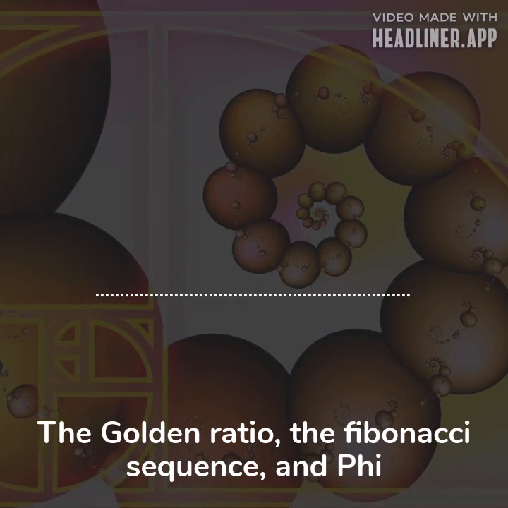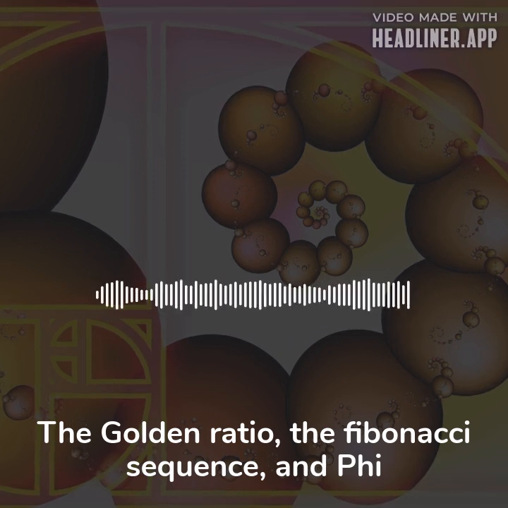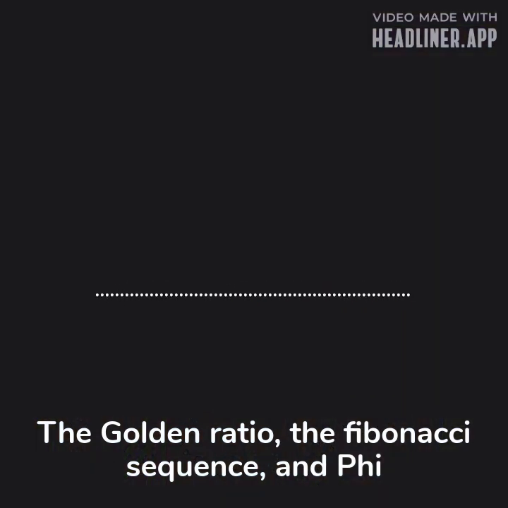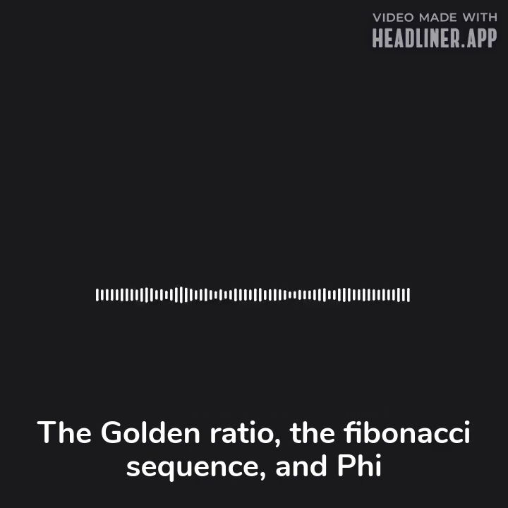Start with a zero, and then you add a one, so you've got a 0, 1. Then if you just add the two numbers together, that's how the Fibonacci sequence goes. So 0 plus 1 is 1, and now we have 0, 1, 1. 1 plus 1 is 2.